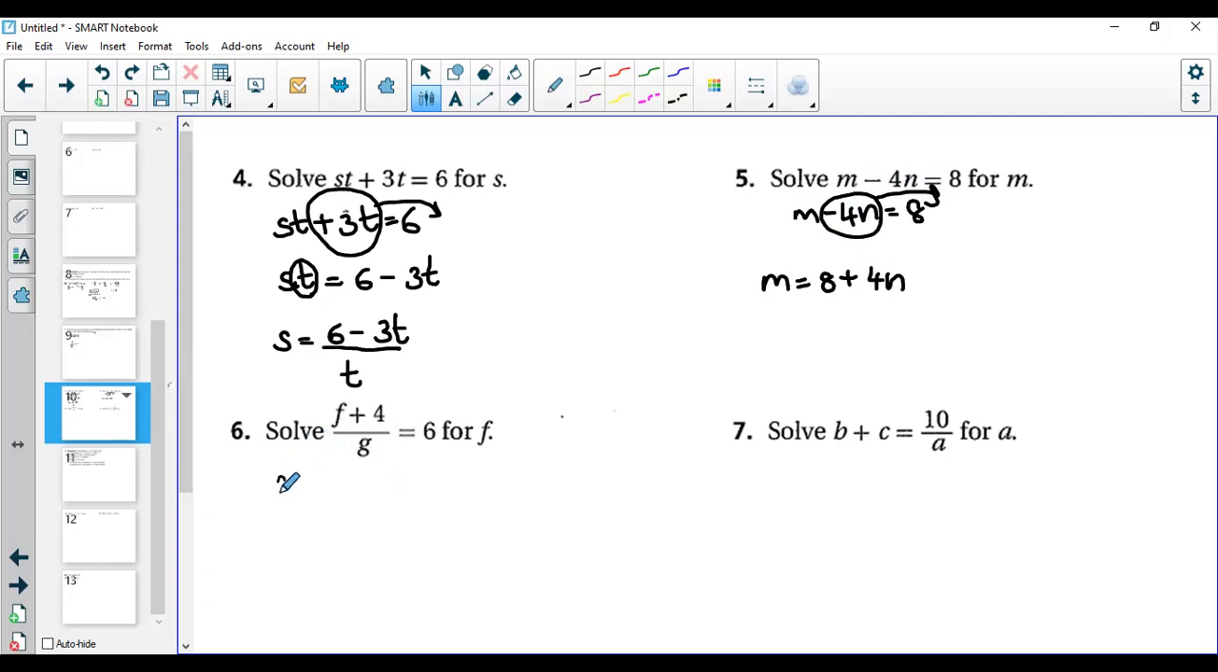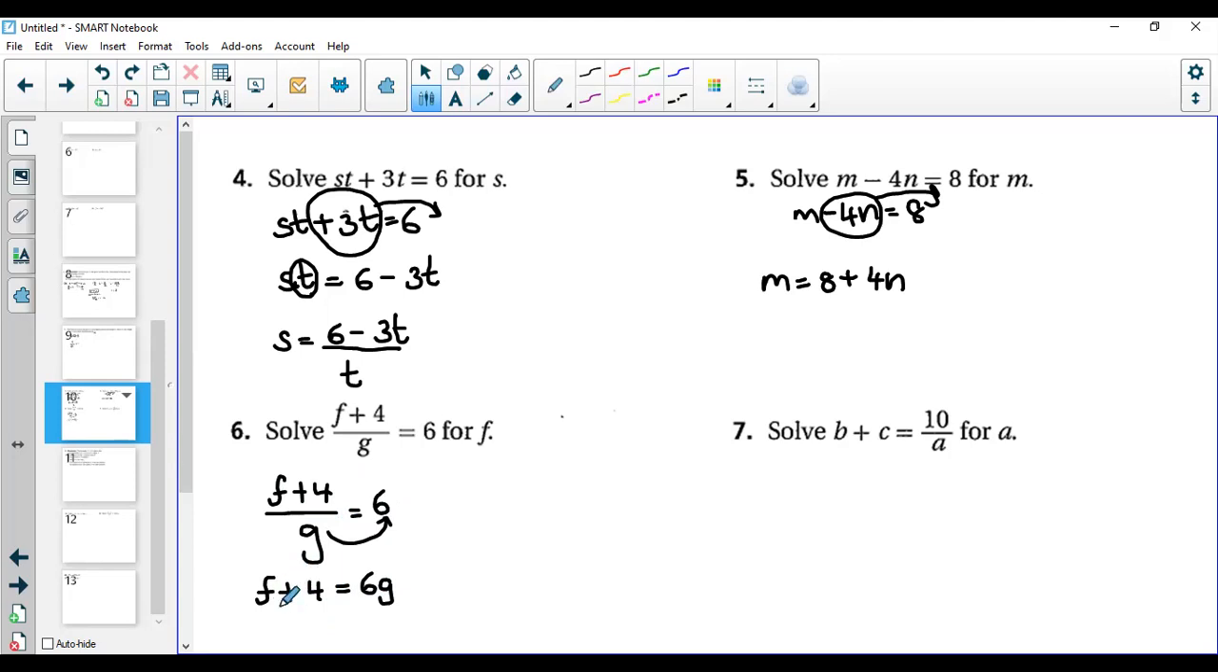This is a similar question to the one we did in the last example during the slideshow. The question says f plus 4 over g equals 6, and we are solving for f. Before we do anything, as I told you, you always must get rid of the denominator. So you multiply by the number which is here. That will give you f plus 4 equals 6 multiplied by g, which gives 6g. We don't write the multiplication sign, obviously.